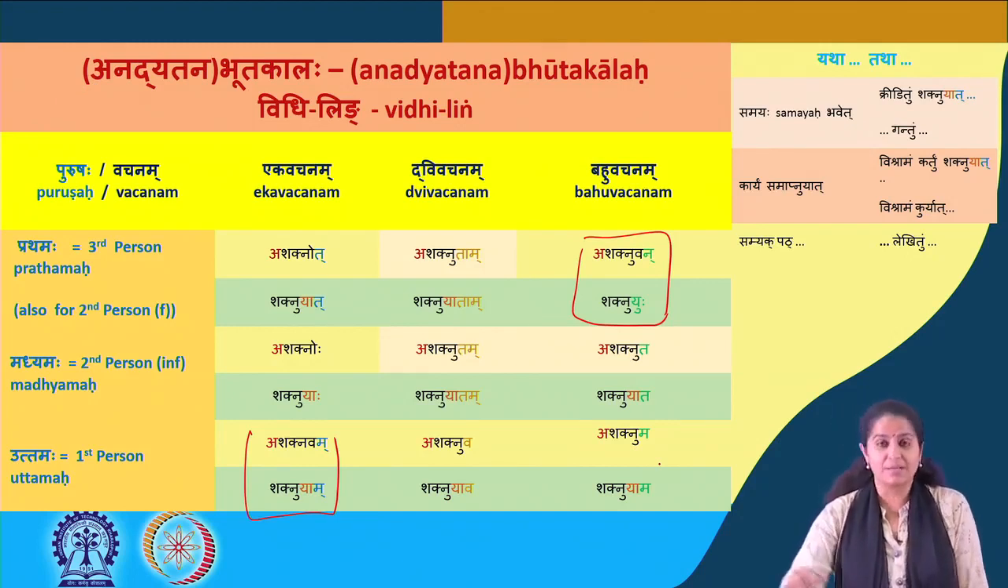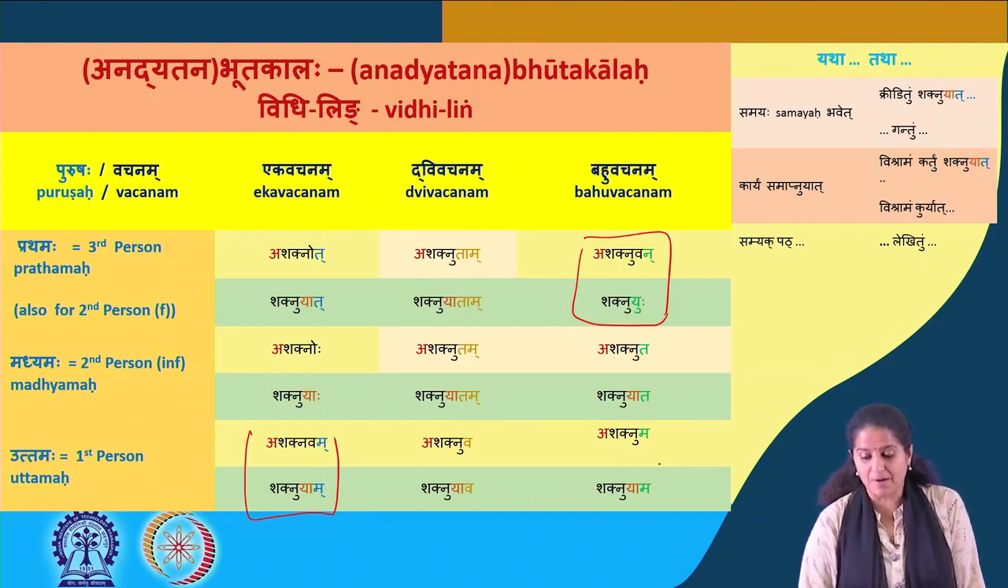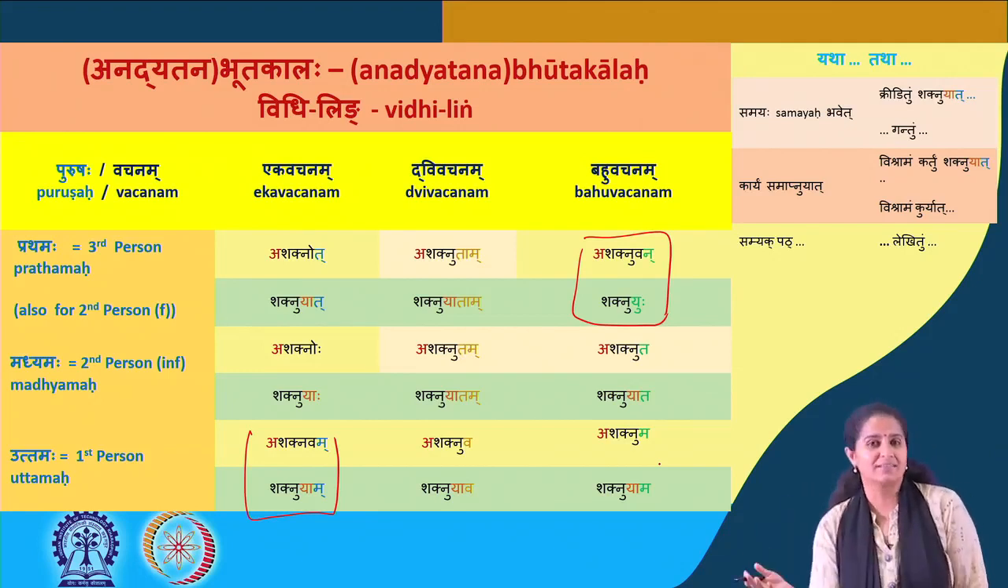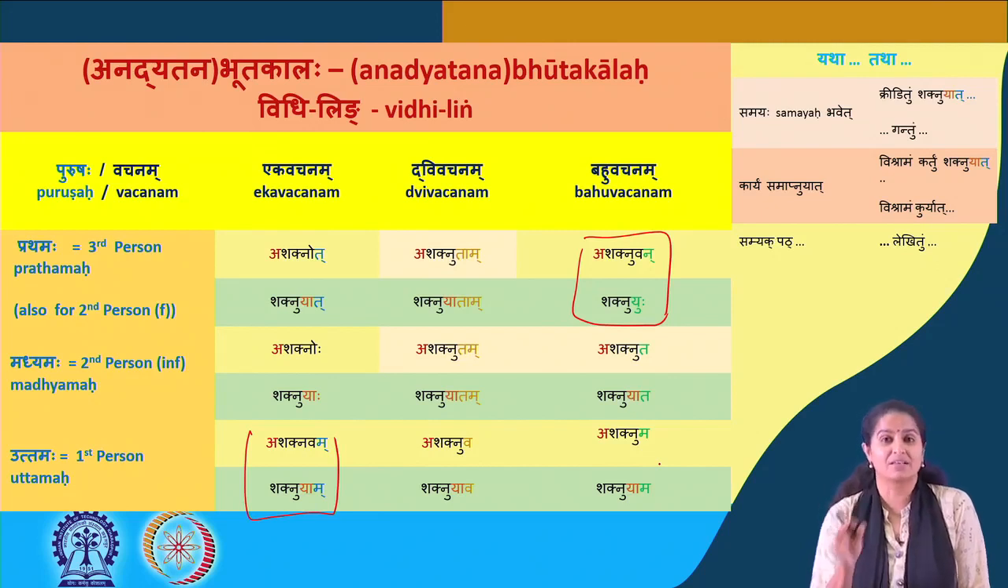And here we have a table. I'd like you to make some sentences there. So if you say samayah bhavet, yatha samayah. So yatha and tatha means as much, thus. So as and thus. So yatha samayah bhavet, just as much as you have time. Tatha kriditum, he has time. So as much time as he has, tatha kriditum shaknuyat.